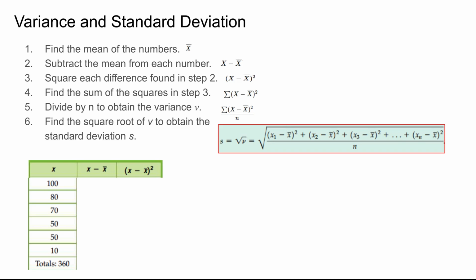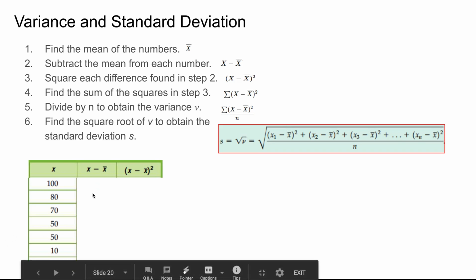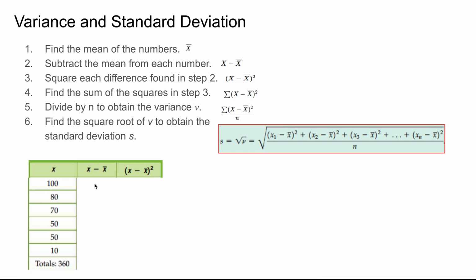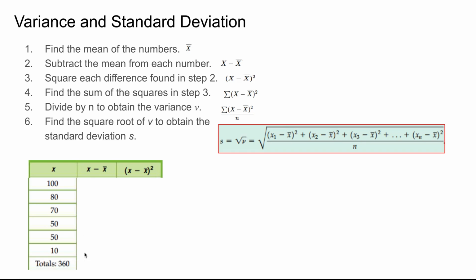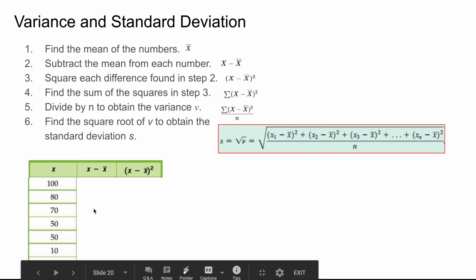Then you need to subtract the mean from each number. So 100 minus 60, 80 minus 60, 70 minus 60, 50 minus 60, 50 minus 60, 10 minus 60. Some of these values are negative and some are positive. 50 minus 60 is negative 10. But it doesn't matter, because we're going to square them.